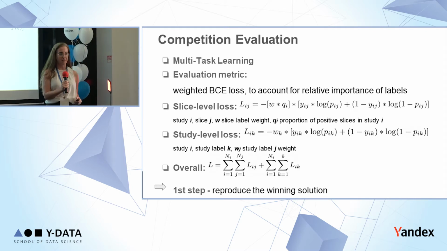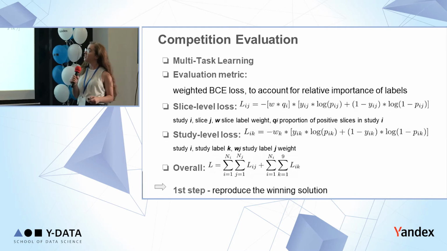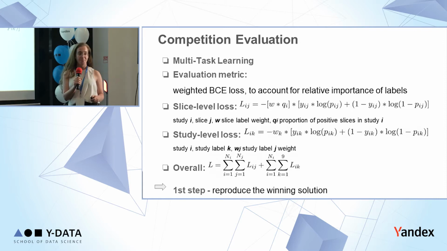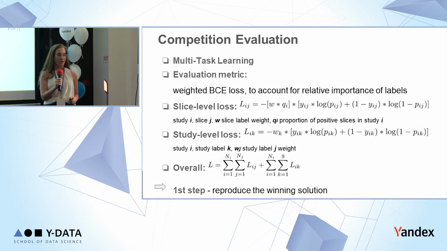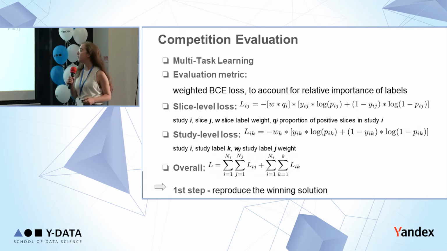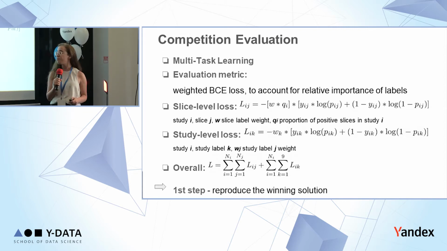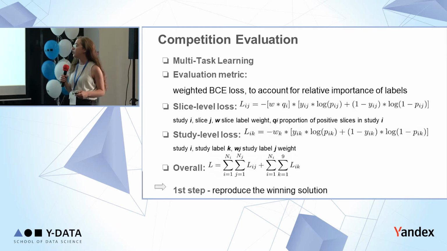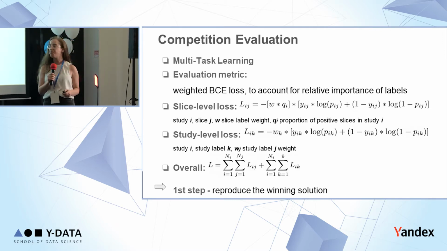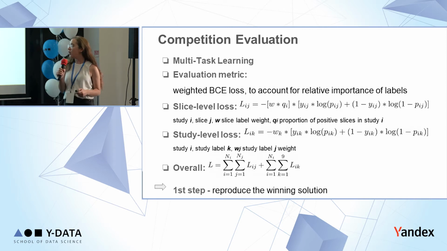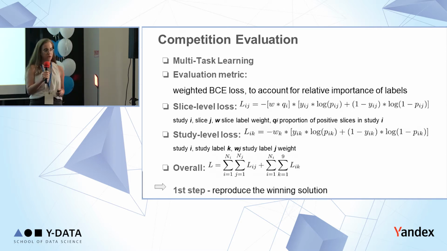Okay, so we talked about the data. Now let's talk about the competition evaluation method. This is a multitask learning problem, and our KPI is to minimize the weighted BCE loss. We have different weighting methods for the slice loss, which takes into account the slice label weight and the proportion of positive slices in the study, and the study loss, which takes into account only the study label weights. Overall, we sum over all of these losses, and this is what we optimize for. So our first step is to reproduce the winning solution in the competition.